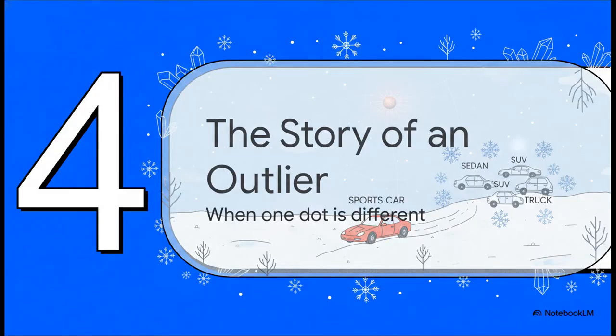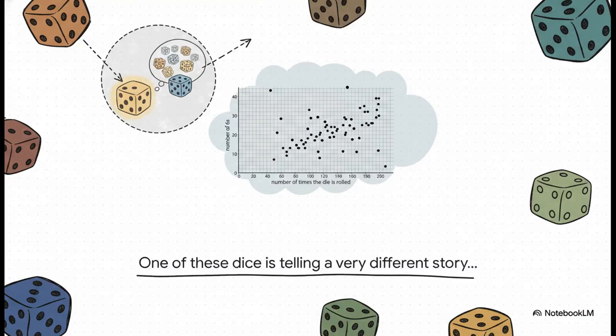But before we finish up, there is one more kind of story you'll run into. Sometimes you'll find a dot that's, well, a little weird. It just doesn't seem to fit in with the rest of the group. Check this out. A tournament director rolled 50 different dice to make sure they were fair. This graph shows how many times each die was rolled and how many sixes it landed on. Most of the dots are clustered together following a pretty clear pattern. But look at that one. That point is way off by itself. A point like this is called an outlier, and it's telling a very different story.